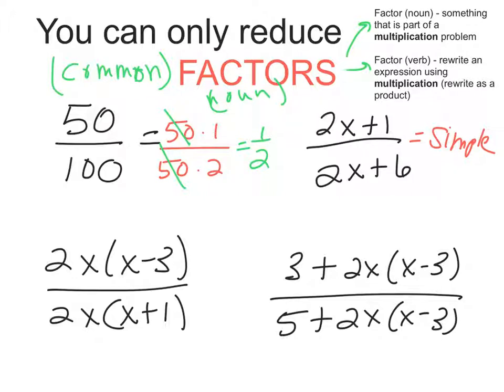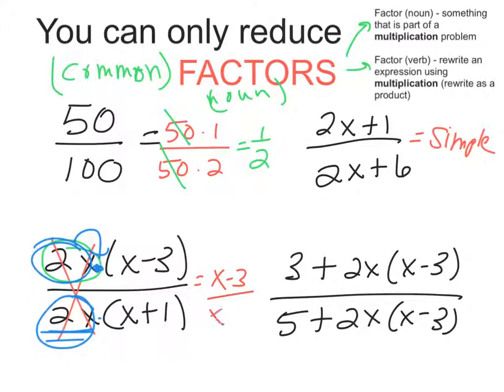Now, we said we couldn't cancel these two x's because they were part of addition problems. But down here, we can cancel those two x's because I'm trying to cancel this thing, and that 2x, if I look at the symbol between the 2x and the x minus 3, it's multiplication. So this thing is participating in a multiplication problem. Same thing down here. This 2x that I'm trying to get rid of is only being multiplied by x plus 1. So as these are only being multiplied, these are factors, so I can cancel those common factors. The way this would reduce is to x minus 3 over x plus 1.